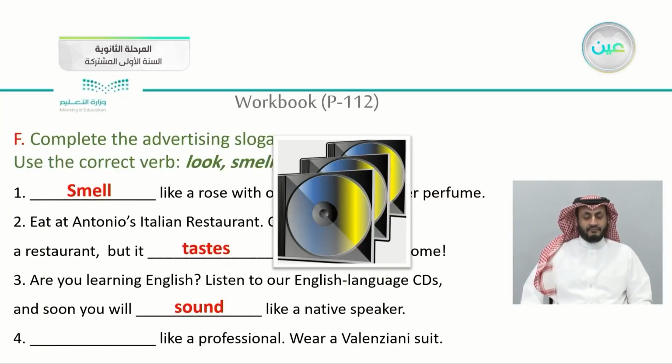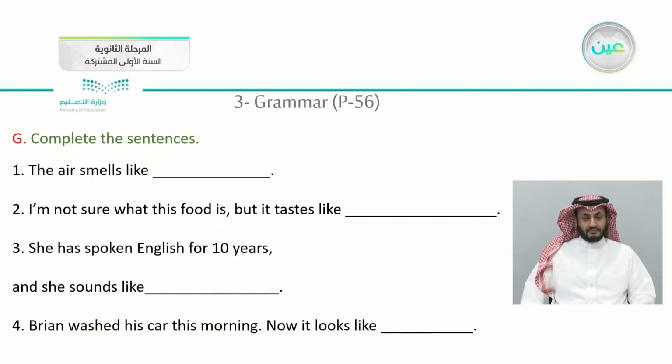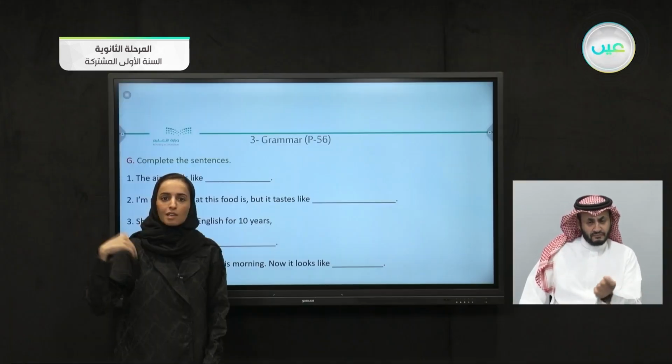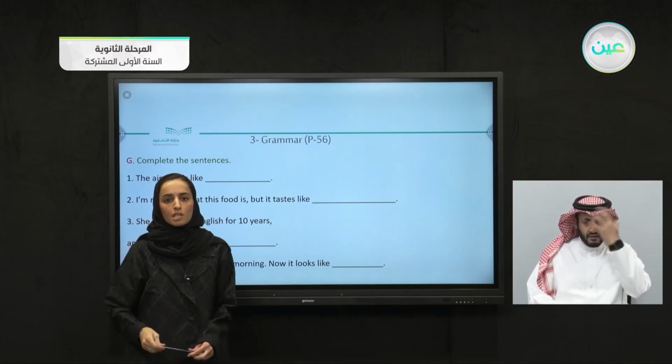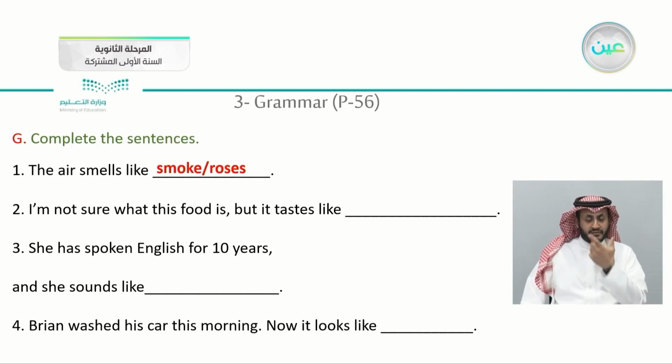Look like a professional, wear a Valenciani suit. When you are wearing something, people will look at you, so you look like a professional, as if you were a professional person. One more on page 56. Here, complete the sentences. And here, you will smell like, then you will smell like what? We can say smell like peanut. We don't have smell for that. The air smells like smoke when it is a bad smell, or it smells like roses.